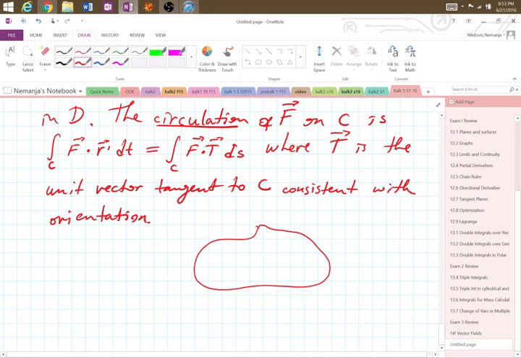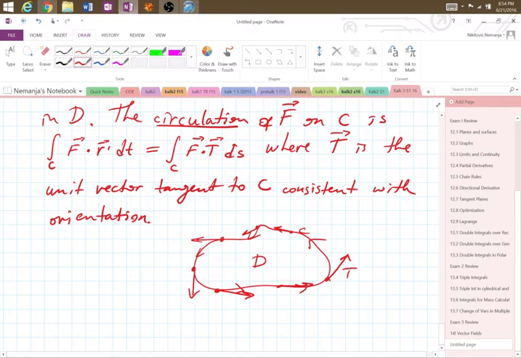So here's the closed curve. Let's say this is the orientation. So this is your curve C. This is the region D. And then at every point, I can find the tangent vector. And those are all the T's. So what kind of vector field will have a circulation? Tornado is a good example. All right?